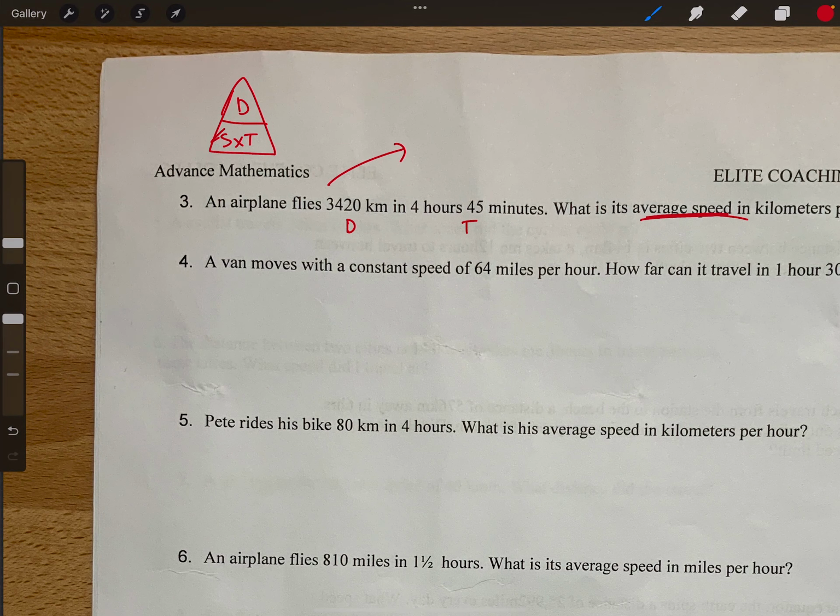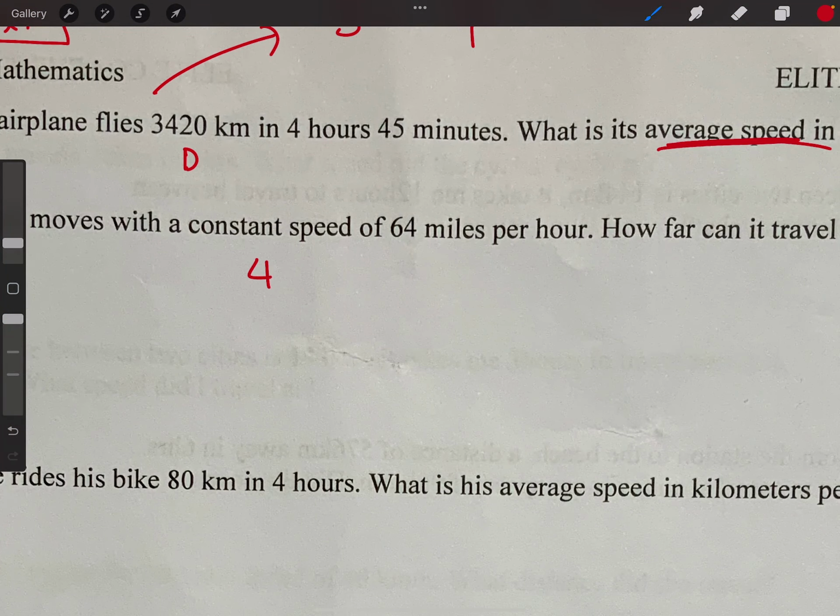So speed, we cover up the speed here, we get speed equals distance divided by time, and that is 3,420 divided by time. Now for time, everything has to be in the same unit. We can't have one that's hours and one that's minutes. So we're going to change everything into hours. This is already in hours, perfect. This one needs to be in hours too. Now 45 minutes, we want to change into a fraction of an hour. So the way we do that is we divide it by 60, the total 60 minutes.